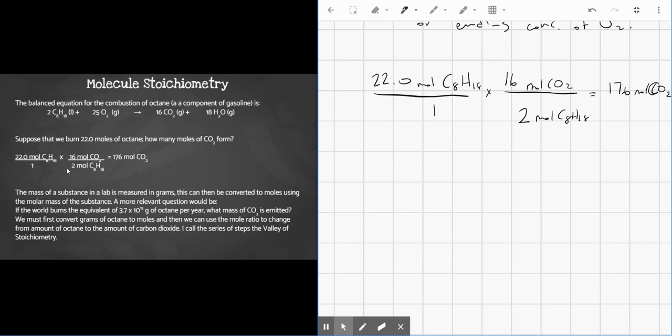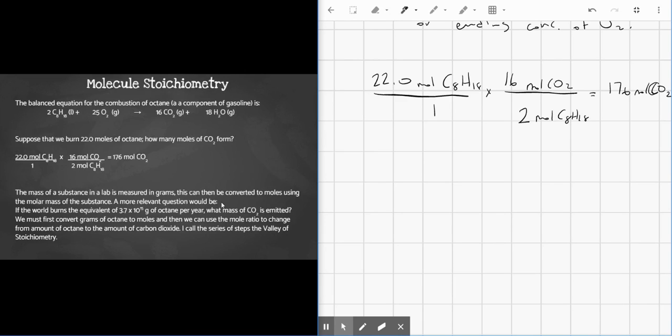However, in the lab, the mass of a substance is measured in grams. This can be converted to moles using the molar mass of the substance. You guys remember value of the moles. We can go from grams to moles by dividing by the molar mass. A more relevant question would be, if the world burns the equivalent of 3.7 times 10 to the 15 grams, because we're measuring the amount in grams of octane per year, what mass of carbon dioxide is emitted?